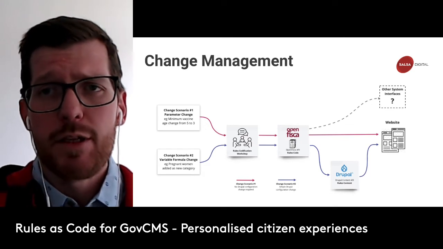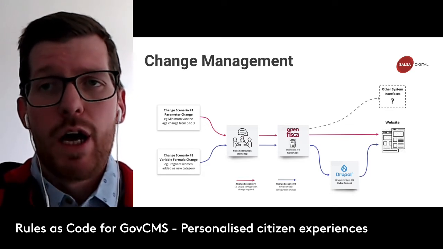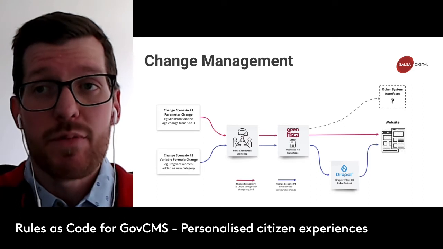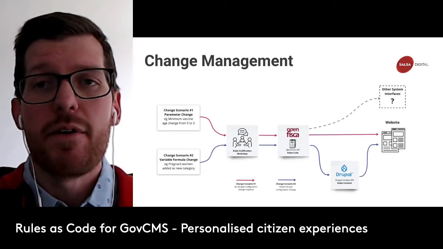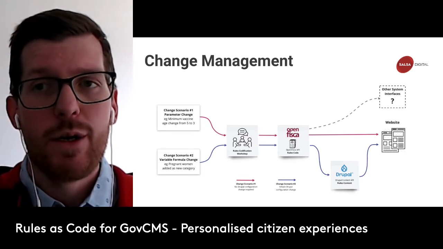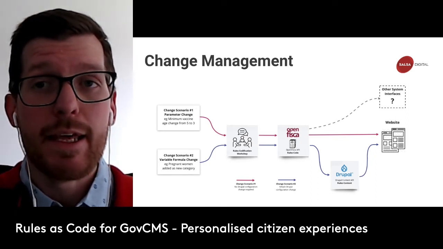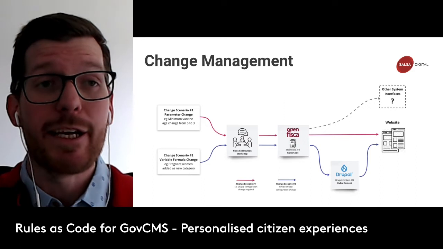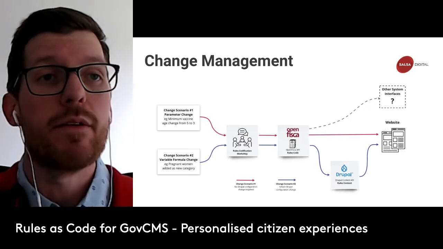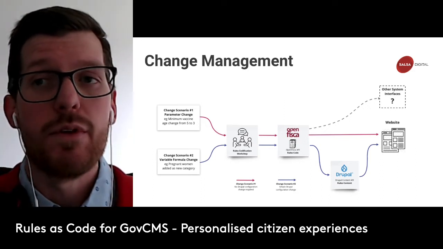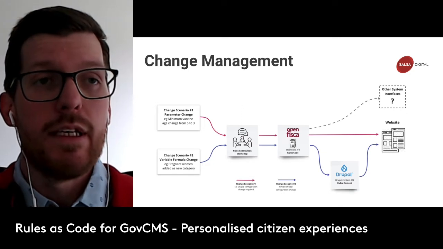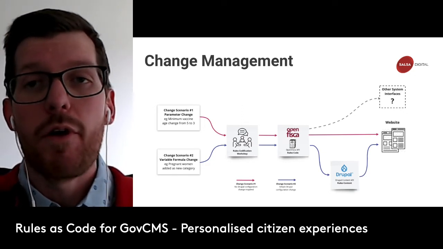To help illustrate the benefits of the rules as code change management process, we outlined two example scenarios, one involving a parameter change, changing the minimum vaccination age from 5 to 3, and the other involves a variable formula change, adding a new category that needs to be collected by the user. In this case, it was allowing the user to define if they were pregnant or not.